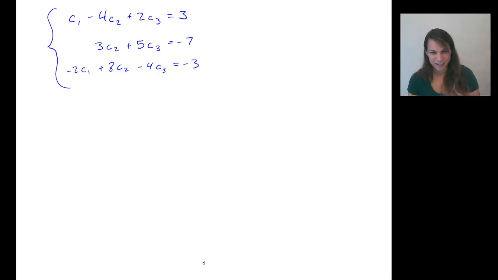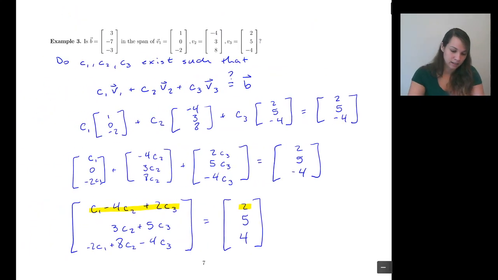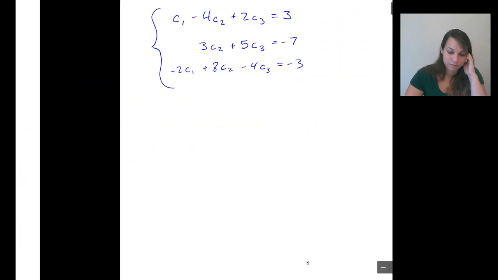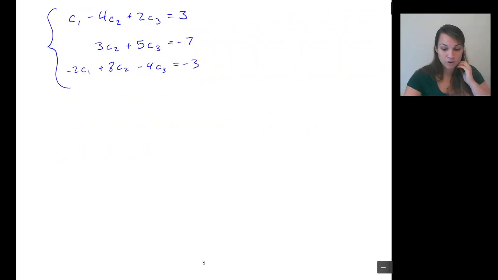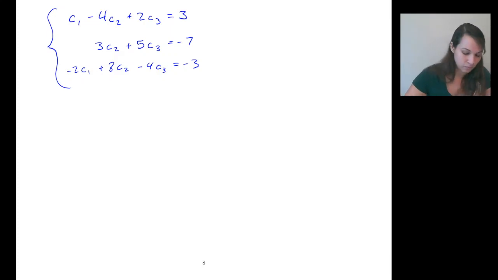Does this look familiar yet? We're not using x's, but this is a system of linear equations. So if we can solve this, we can find the c's. Can we find the c's such that this is true? If we find the c's, that means that B is in the span, because yes, those c's exist. So let's go ahead and try and find those c's using the techniques that we learned from last time.